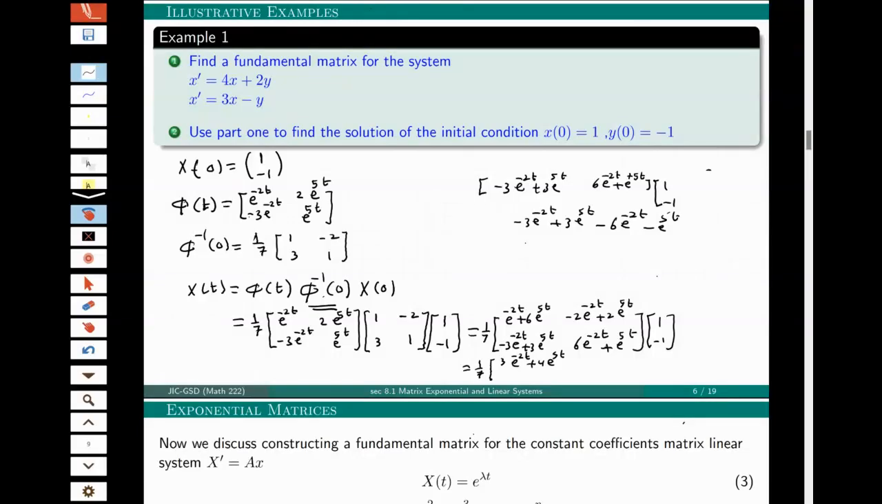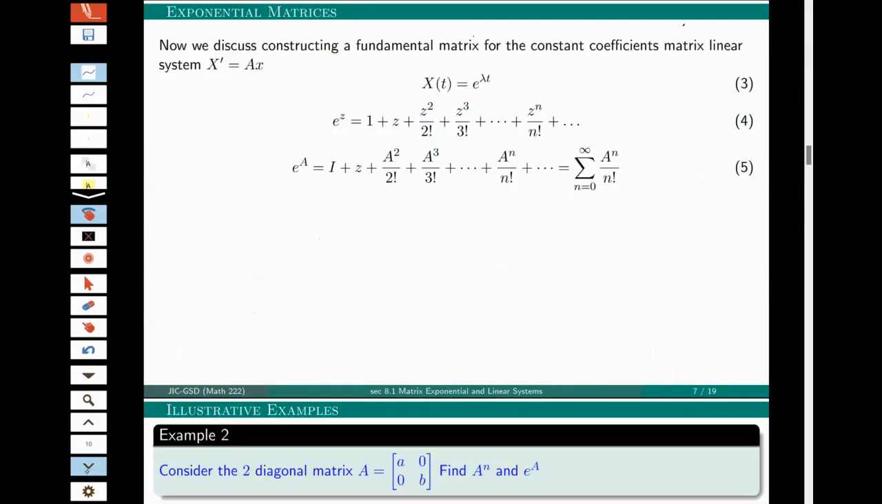So I will have here minus 9 e raised to the power minus 2t. 3 minus 1 is 2 e to the power 5t. So I will get here minus 9 e raised to the power minus 2t and I have a plus 2 e to the power 5t. That will be the solution of the initial value problem.